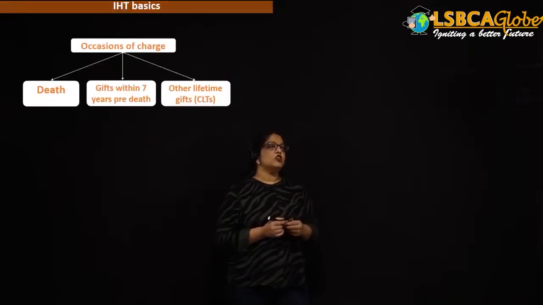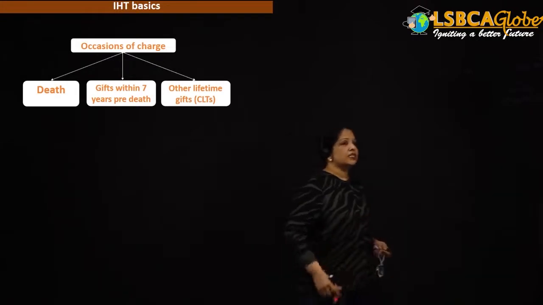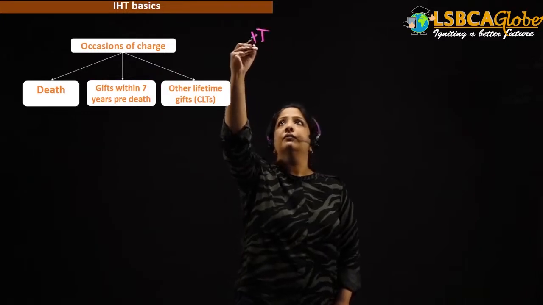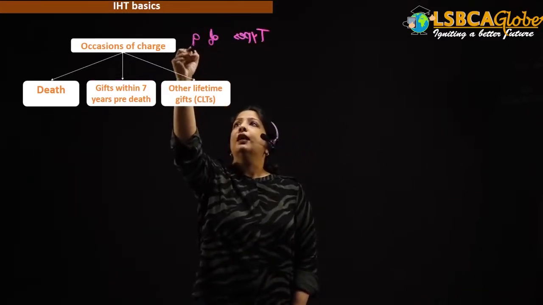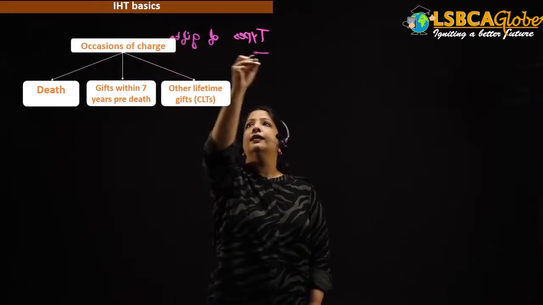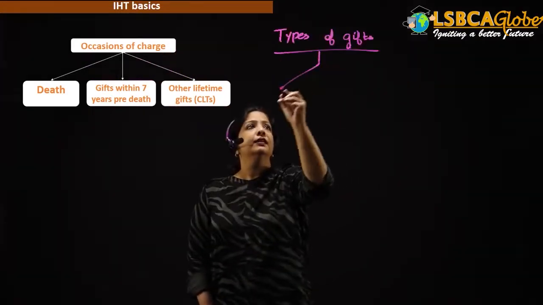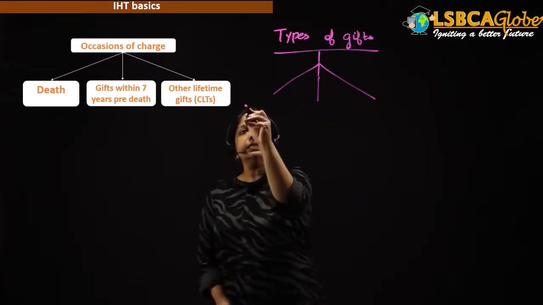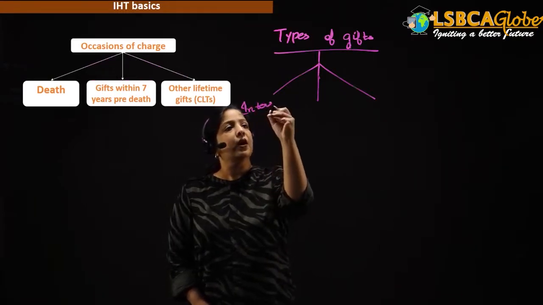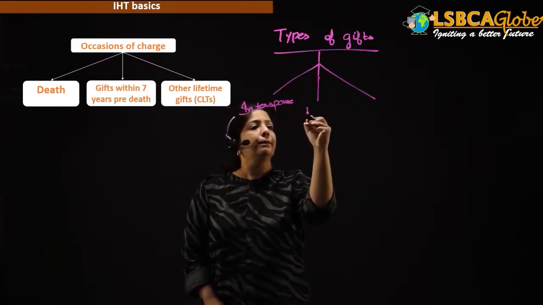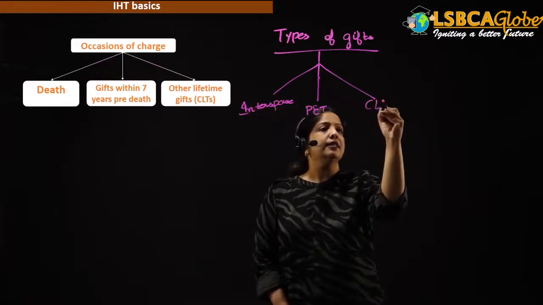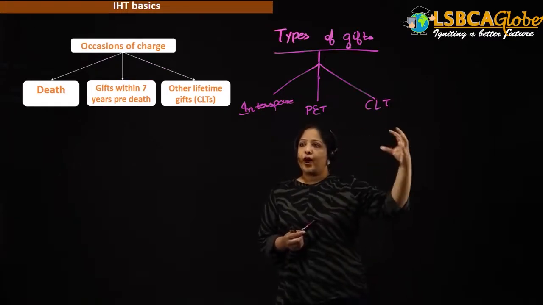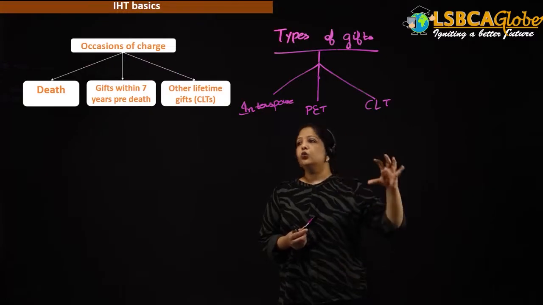Now class, occasions of charge. Before discussing this, I am going to tell you the types of gifts under IHT. Just look here class. There are basically three types of transfers under inheritance tax: interspouse, PET, and CLT. Interspouse transfer means husband to wife, wife to husband, or civil partner to civil partner.